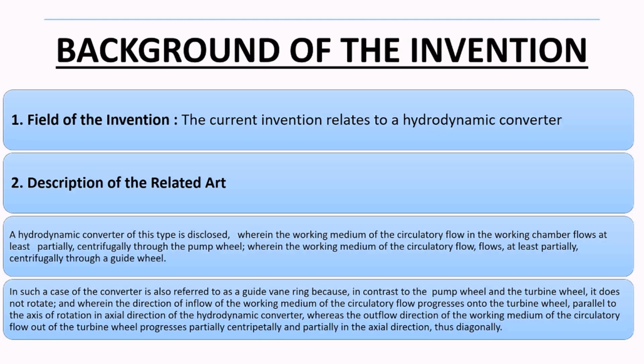In such cases, the guide wheel of the converter is also referred to as a guide vane ring because, in contrast to the pump wheel and the turbine wheel, it does not rotate. In the direction of flow, the working medium of the circulatory flow progresses onto the turbine wheel parallel to the axis of rotation, in the axial direction of the hydrodynamic converter, whereas the outflow direction of the working medium out of the turbine wheel is partially centripetal and partially in the axial direction, thus diagonal.